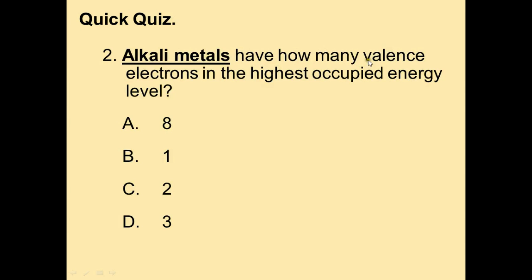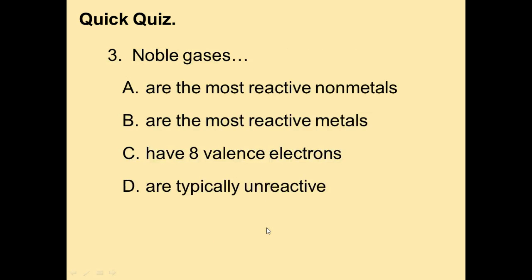Alkali metals have how many valence electrons in the highest occupied energy level? A8, B1, C2, D3. So the alkali metals are column 1A, and because they're in column 1A, they only have 1 valence electron. And this was the one with the video with how reactive they are, and if you remember, as we go down the group, they're more reactive because they lose electrons the easiest. And so the alkali metals are the ones reactive with water.